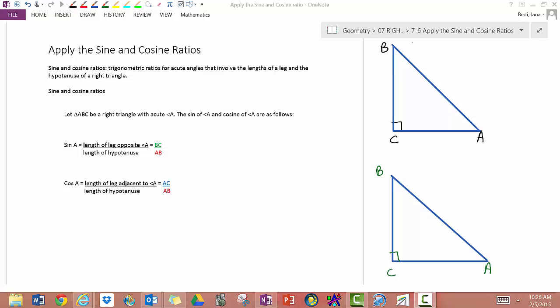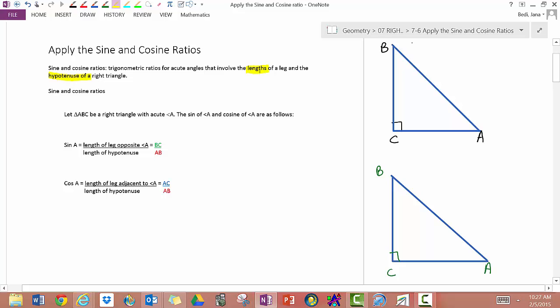You've already learned how to use the tangent trig ratio, which we use when you have the opposite side of a right triangle and an adjacent side. Let me repeat, tangent is for opposite and adjacent sides only. It relates them as tangent of an acute angle equals the opposite side to that acute angle divided by the adjacent side. The sine and cosine, in contrast, involve the hypotenuse and a leg. The hypotenuse and a leg.